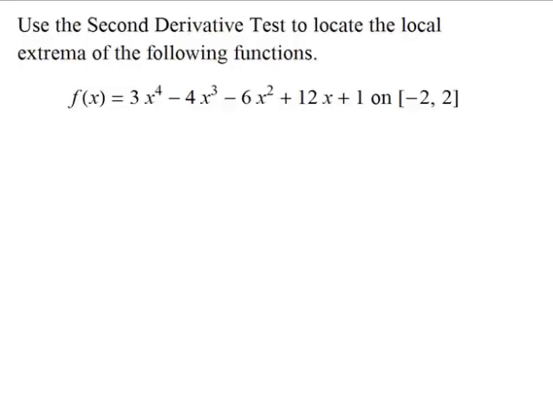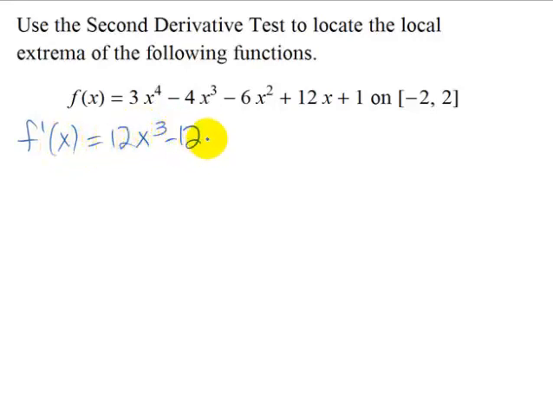Use the second derivative test to locate the local extrema of the following function. So we've got a function here and we're looking on the interval from -2 to 2. Well, we are going to first find the first derivative, and that's going to be 12x to the third minus 12x to the second minus 12x plus 12, lots of 12s there.